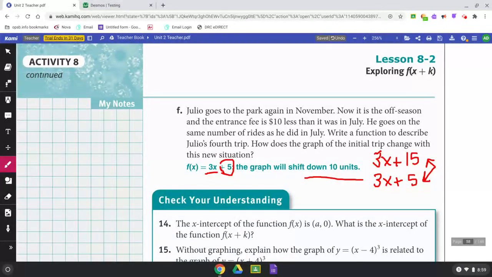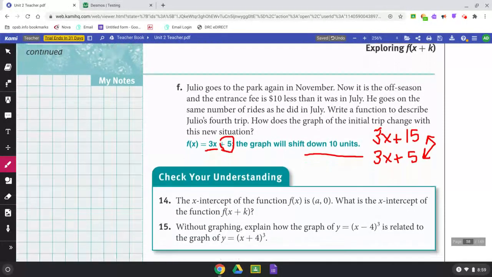Okay, you can verify that by also typing both of these functions into Desmos and looking at what happens between the two.